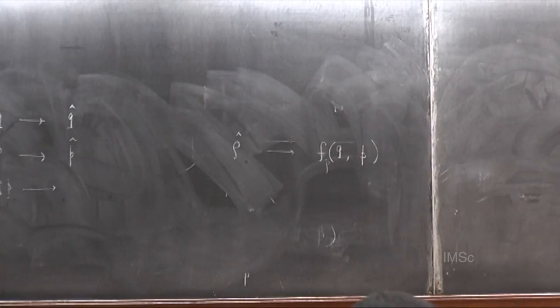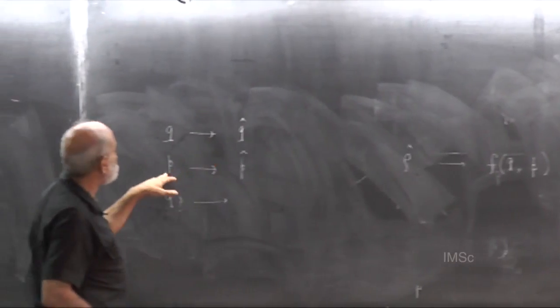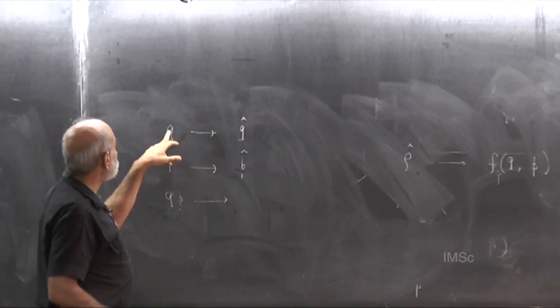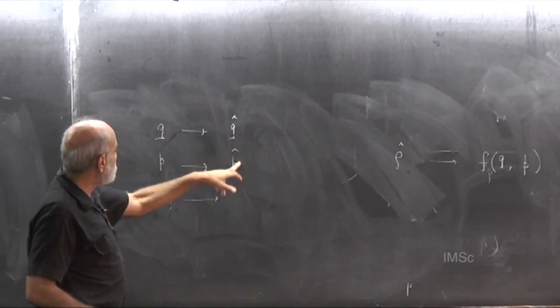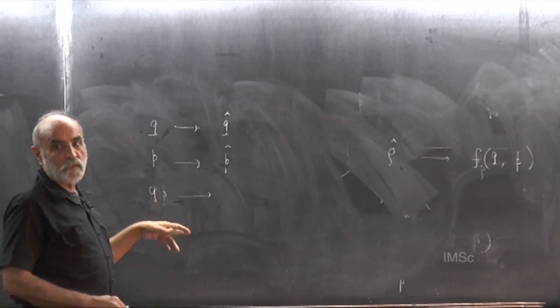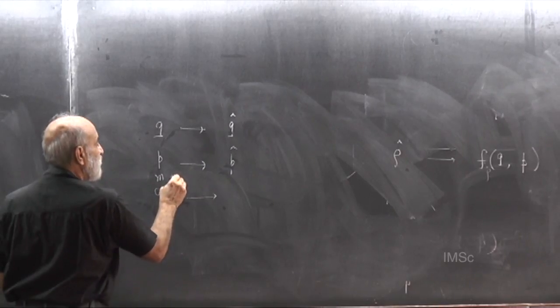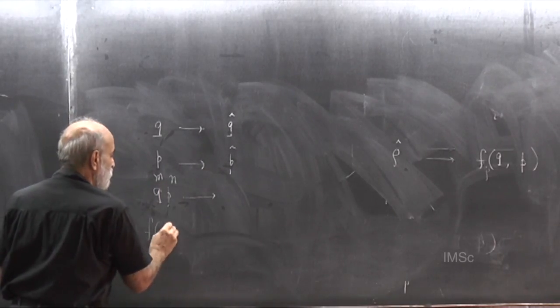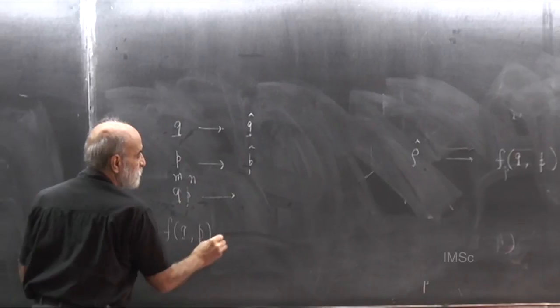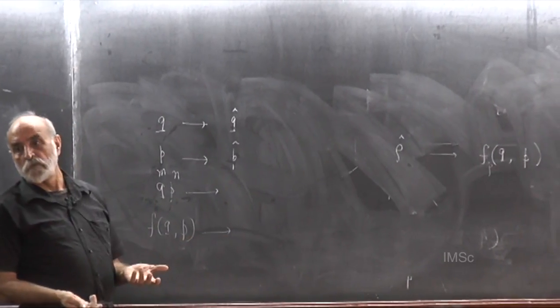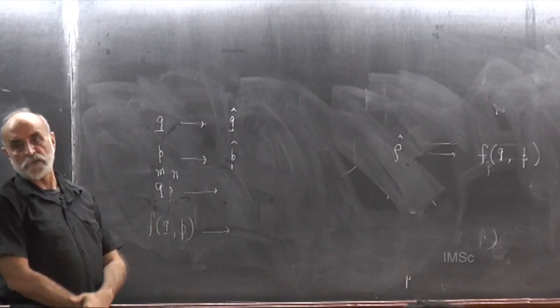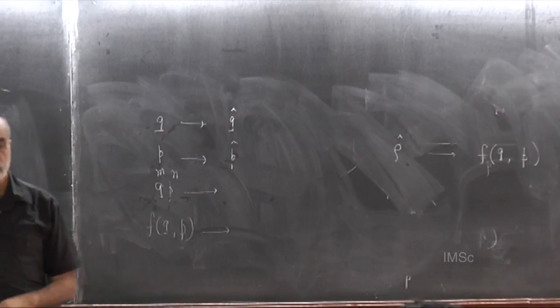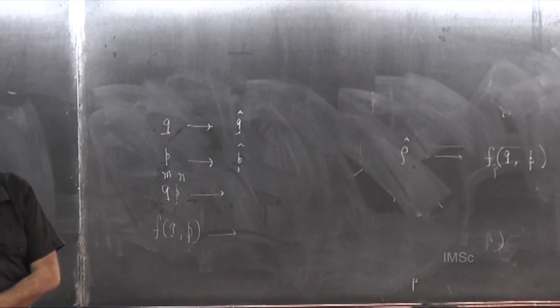So first we have to answer this question: Q hat, P hat go to Q and P. What happens to QP? What happens to Q^m, P^n, and in general, given some function of Q and P, what does it go to in terms of an operator on the Hilbert space? So we focus on that first.